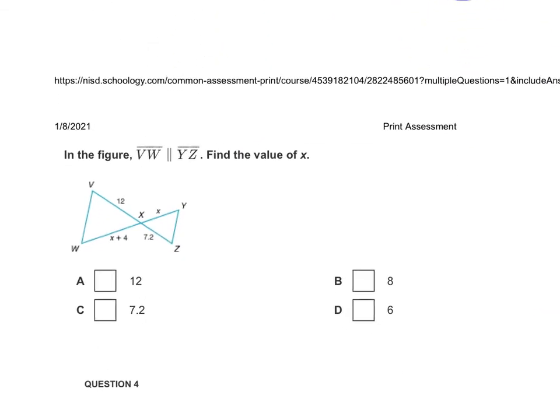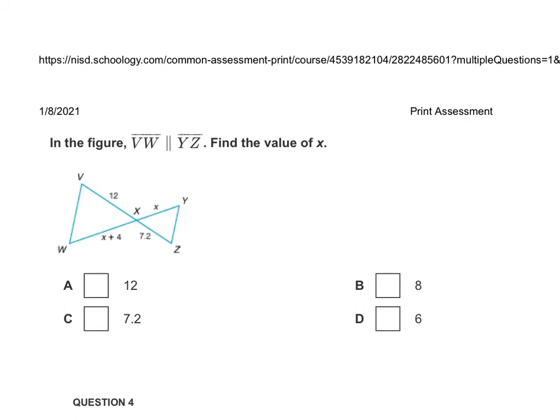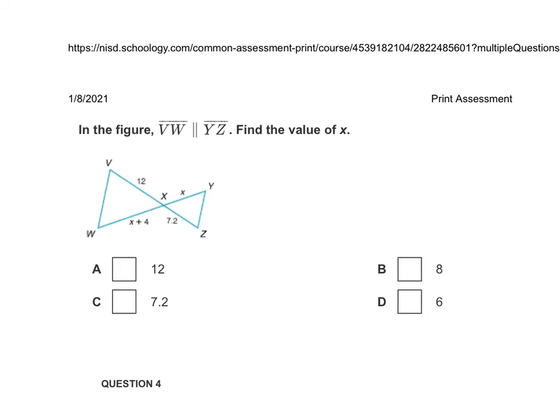Moving forward, we have in this figure, VW and YZ are parallel. We need to find the value of X. So I'm going to circle X right here. Okay, so VW and YZ are parallel. So I'm going to draw those little parallel lines.